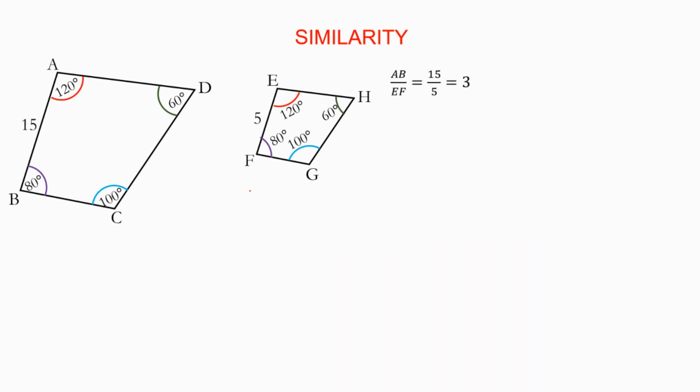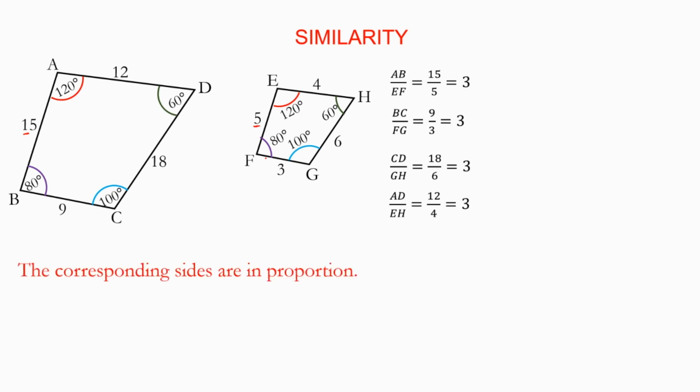AB over EF is 3, 15 over 5. We have 15 here, and then 5 there. Then BC over FG again is 3. And then we have CD over GH, 18 over 6 is 3. And then the last pair, AD over EH, is also 3. So what can we say about the sizes of polygons that are similar? The corresponding sides are in proportion. Just remember those two conditions.